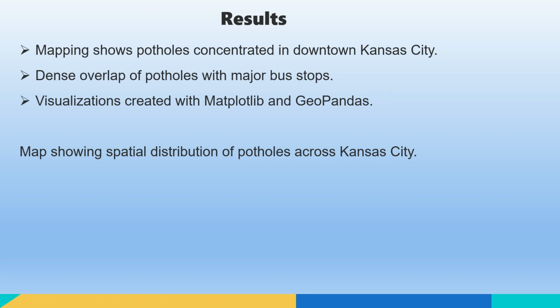Now let's quickly move to the results. So this basically is the exploratory one. The slide presents the initial mapping of potholes across Kansas City. I will explain that the exploratory analysis revealed a heavy concentration of potholes in downtown Kansas City with fewer issues in the suburban areas.